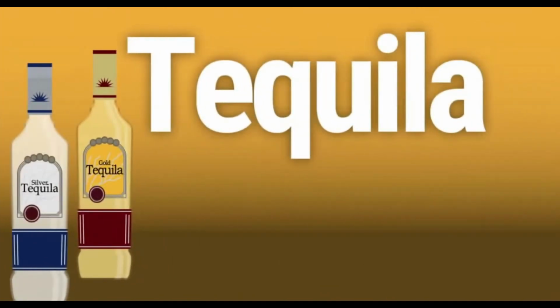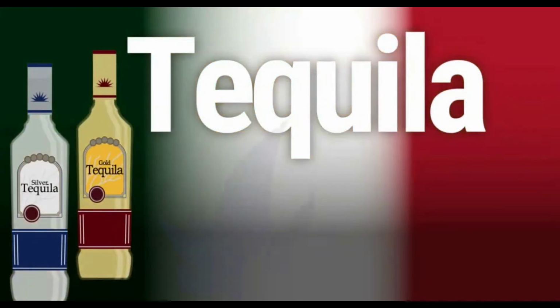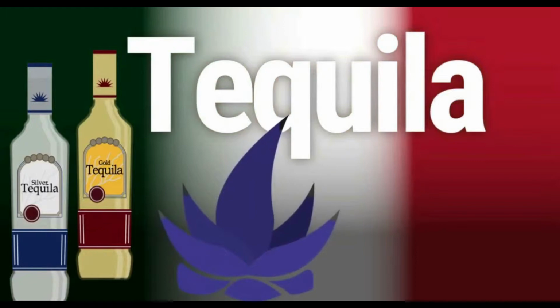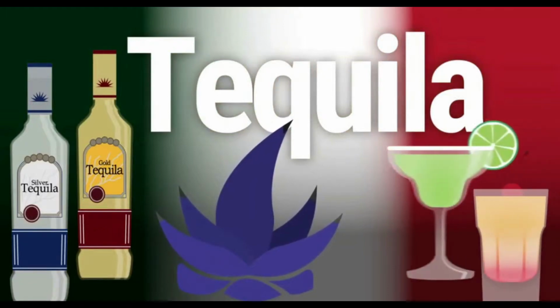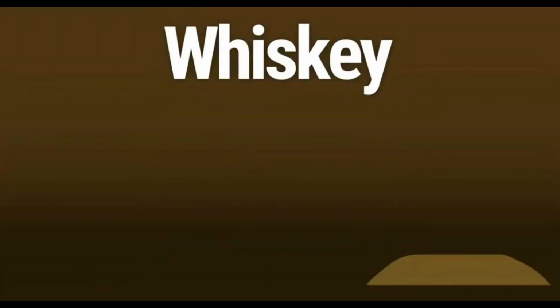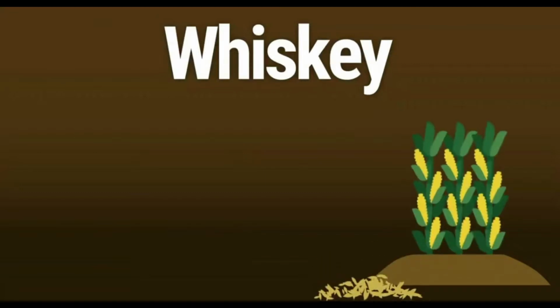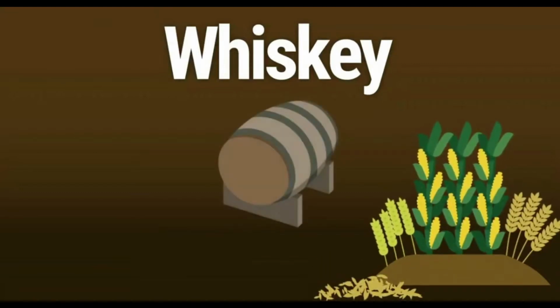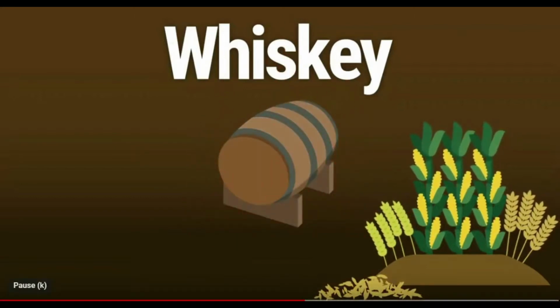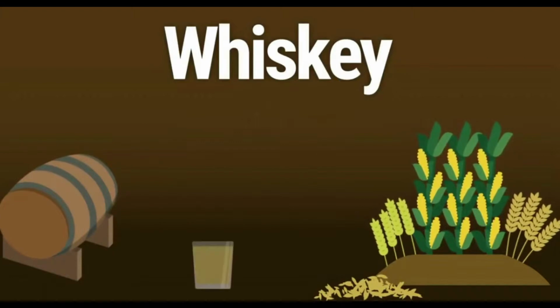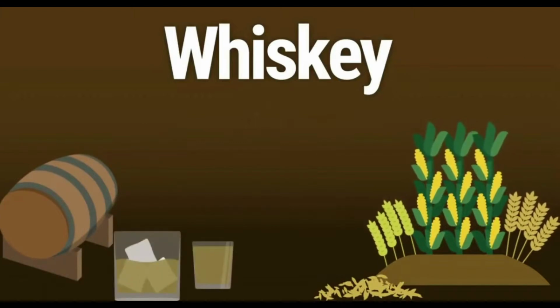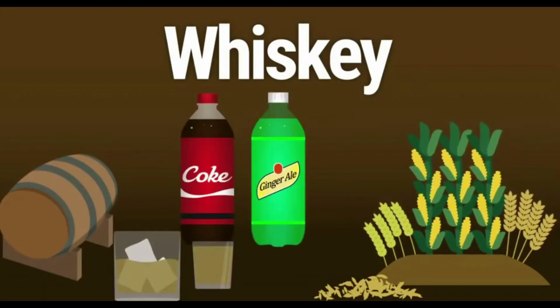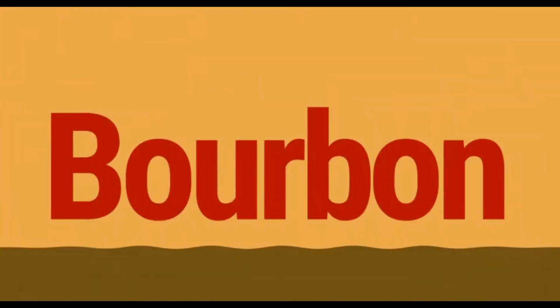Tequila. Tequila originates from Mexico and is made from the blue agave plant. Cocktails that use tequila are the tequila sunrise and margarita. Whiskey. Whiskey is made from a variety of grains such as barley, corn, rye, and wheat. It is aged in partially burned oak barrels which give it its distinct brown color and wood-like taste. It is commonly served as a shot, in a glass by itself or with ice, or mixed with Coke, ginger ale, or sour mix.